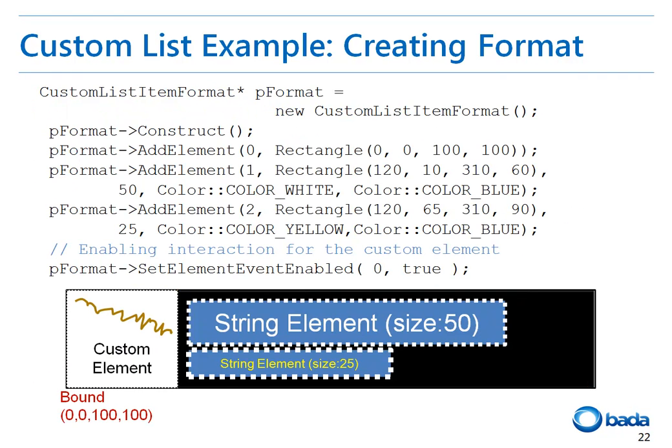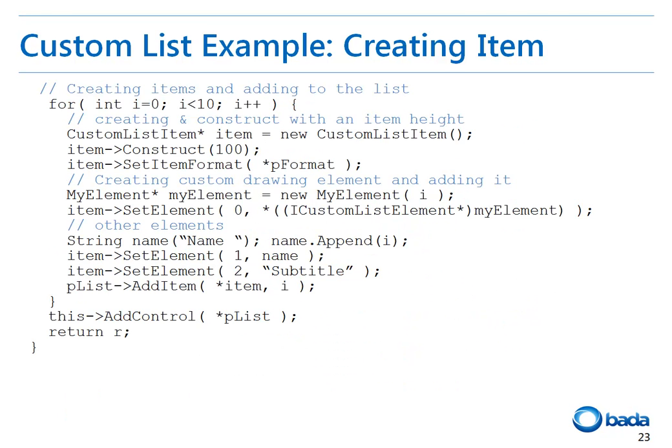Next, let's have a look at how to create a custom list item format in order to create a custom list item. First, the format is created and constructed. Then, 3 elements are added. Each element has an ID and a bounds rectangle. For the elements that display text, the text size, the foreground color, and the background color are specified. To enable the direct interaction with element ID 0, the setElementEventEnabled function is called.